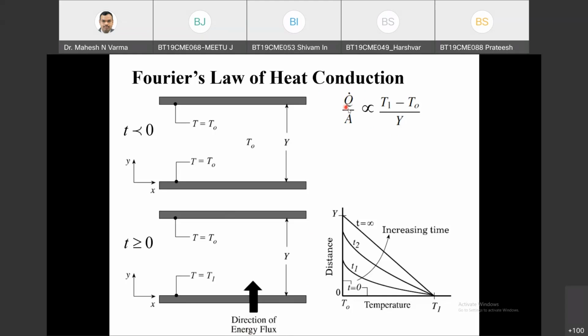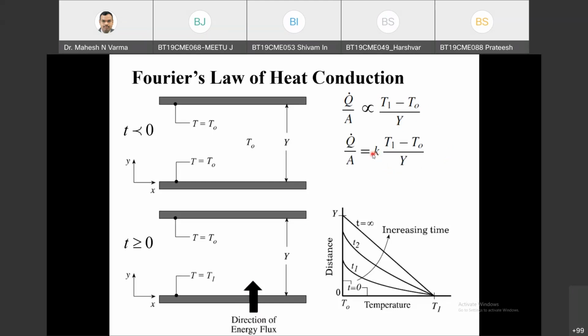Q dot is the rate of heat transfer per unit area. So heat flux in this direction is directly proportional to a temperature gradient. This is not temperature difference. This is temperature gradient, meaning difference of temperature per unit length. And this proportionality constant is nothing but the thermal conductivity.